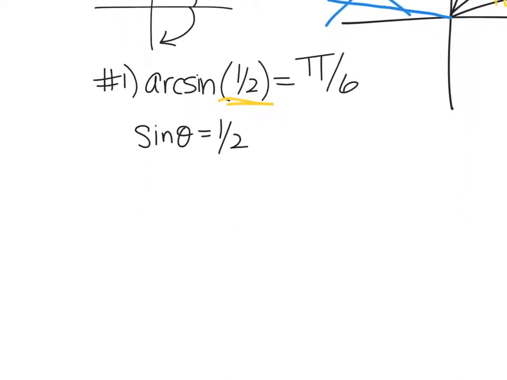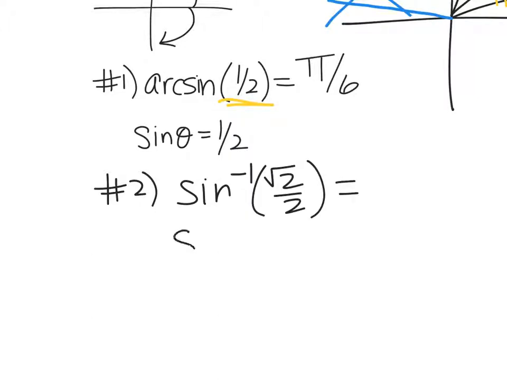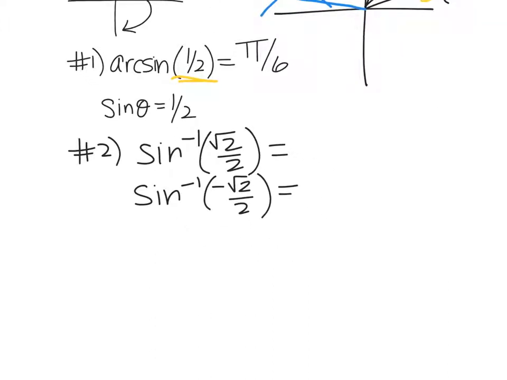So let's do some more. Number 2. Okay, let's find the sine inverse of rad 2 over 2, and I want to find the sine inverse of negative rad 2 over 2. And I want to show you what the answer to both of these are. So it's a function. What that means is something comes in and one output comes out. I can't have two answers for these. That's why it's limited to just that little box there.